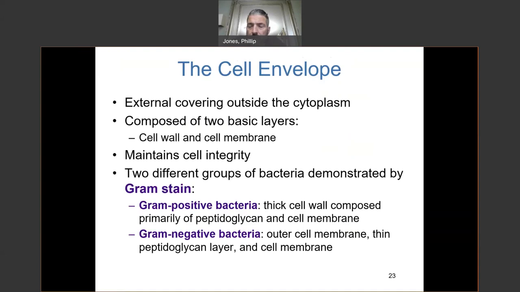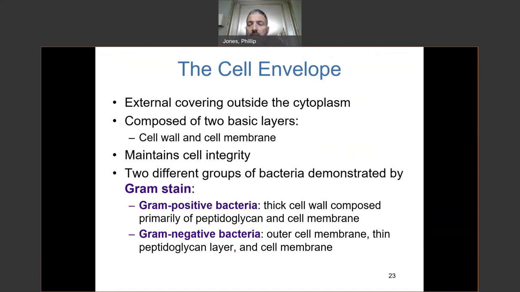Anyway. So the external covering outside of the cytoplasm is the cell envelope, similar to our cell wall, but a little bit different. It's composed of two basic layers, a cell wall and a cell membrane. Gram positives have maybe 80 to 100 layers of cell wall. Gram negatives have an outer membrane, a cell wall, and then an inner membrane. So the cell wall is a lot thinner, but it has two cell membranes.